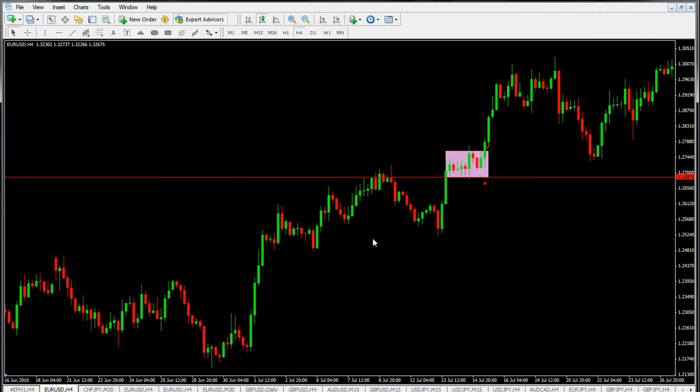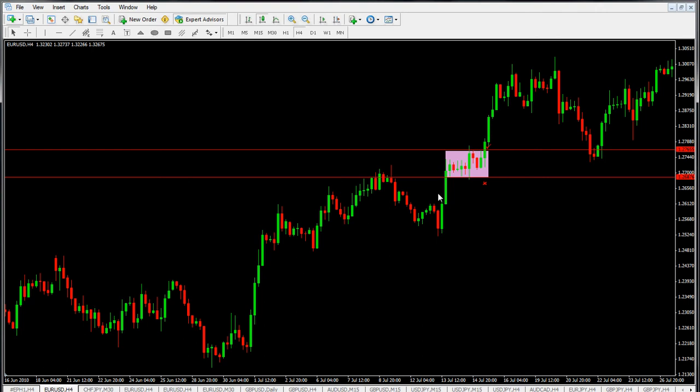So this method is using patterns and support resistance, where the base of the pattern is usually a support resistance line itself. So these two things are combined, or we could say they're almost the same.